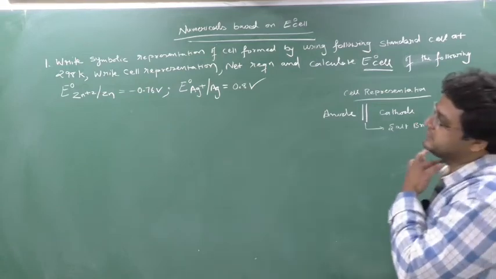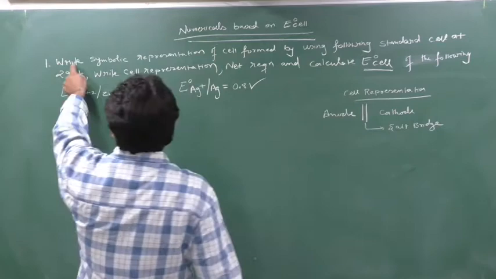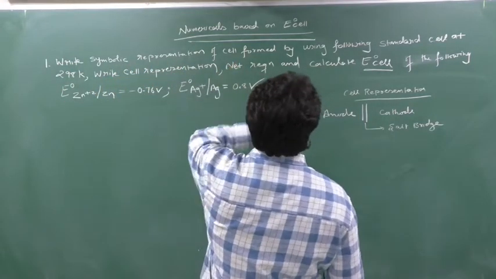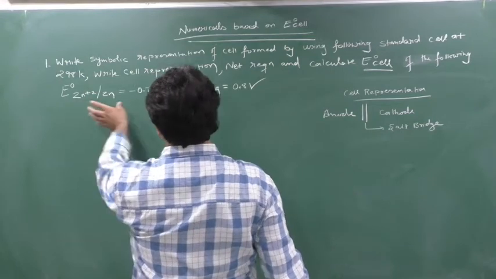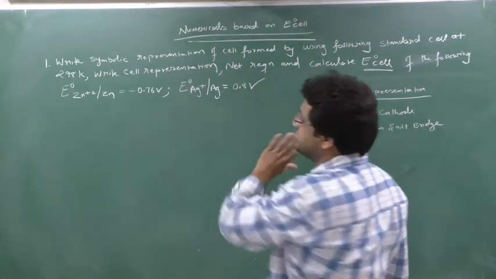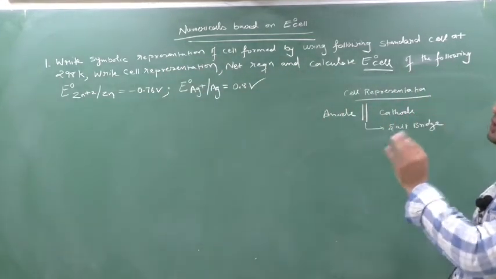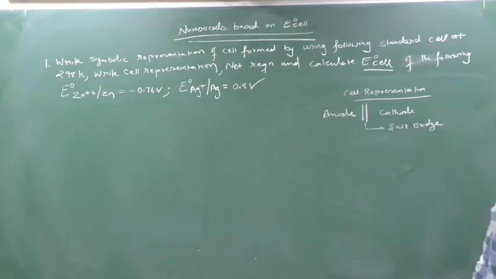We will see here. See now this question. Write the symbolic representation of a cell. They have given E0 Zn2+/Zn and E0 Ag+/Ag. Now I will show how to write down the cell representation. I hope I have done it in some video, but once more we will revise it.